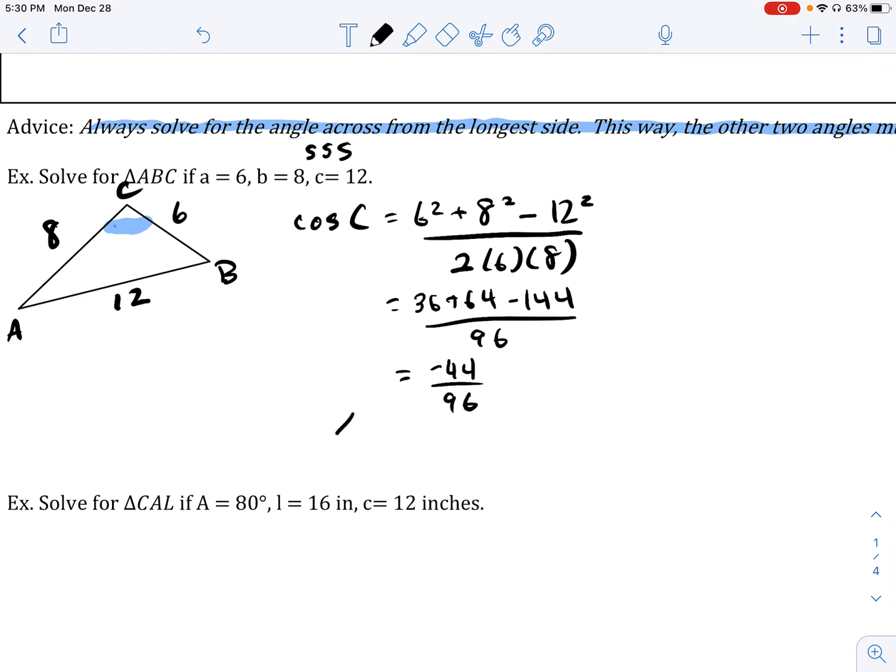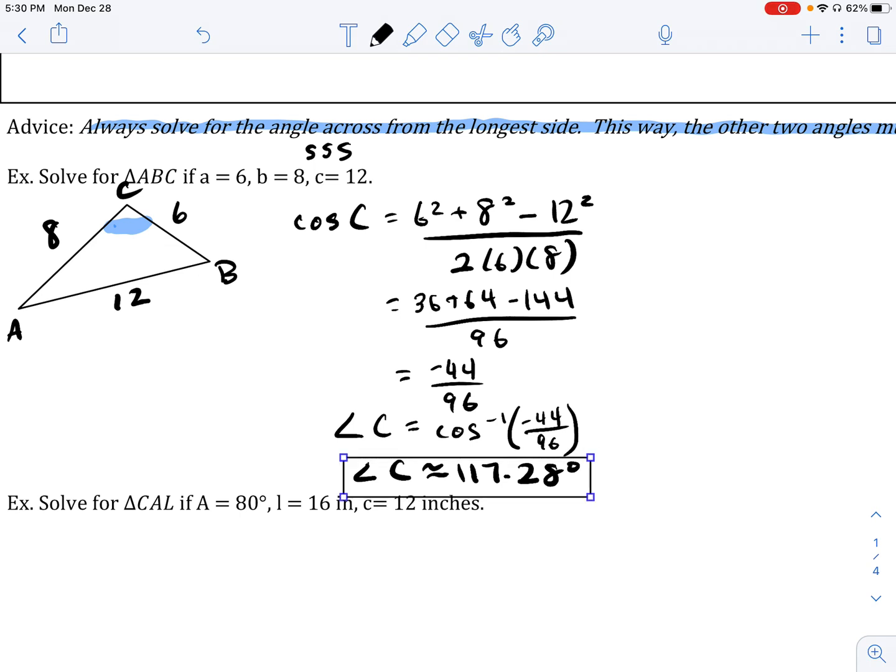So we can say that angle C here would be equal to the arc cosine of negative 44 over 96. And I want to pause here and make sure that we understand, since we are taking the arc cosine of a negative value, I know that my angle already, when is cosine going to be negative? My cosine is going to be negative when my angle is in quadrant 2, when it's an obtuse angle. That's the only way that I could get a negative cosine. I can't get a negative cosine in quadrant 1. If I put this into the calculator, I see that angle C is approximately 117.28 degrees.